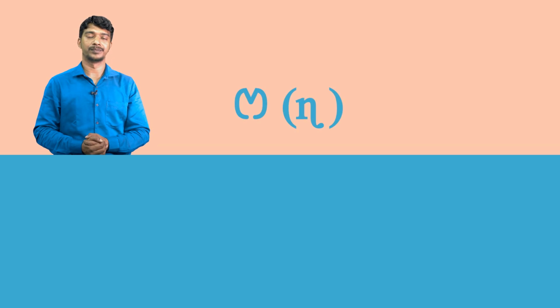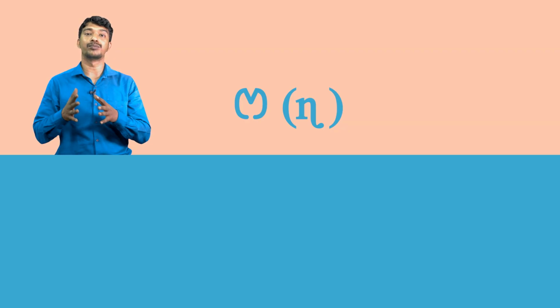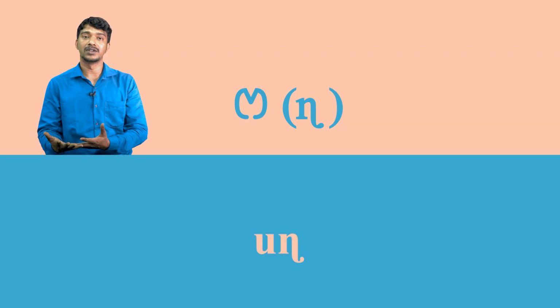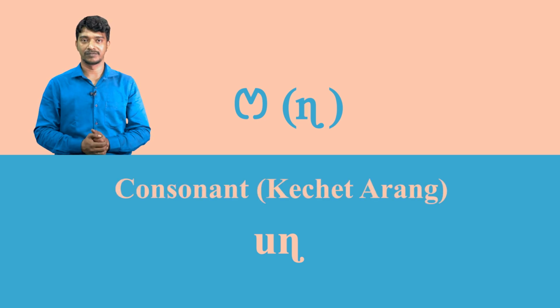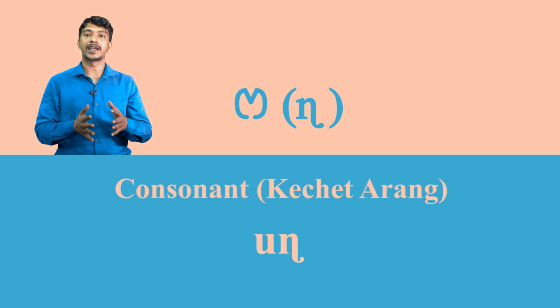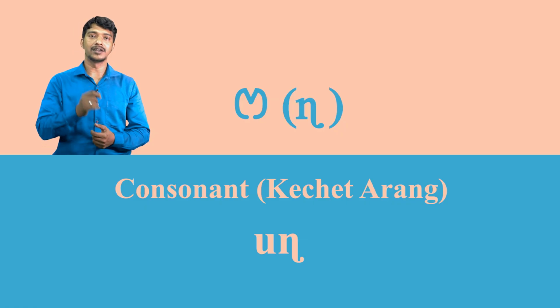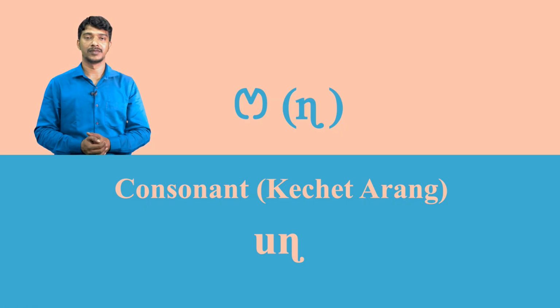The fourth letter of this set we have here is Ud. This letter is pronounced Ud in Santali. It is a consonant. It is called Keche Arang in Santali. Ud is framed as the picture of a flying honeybee.